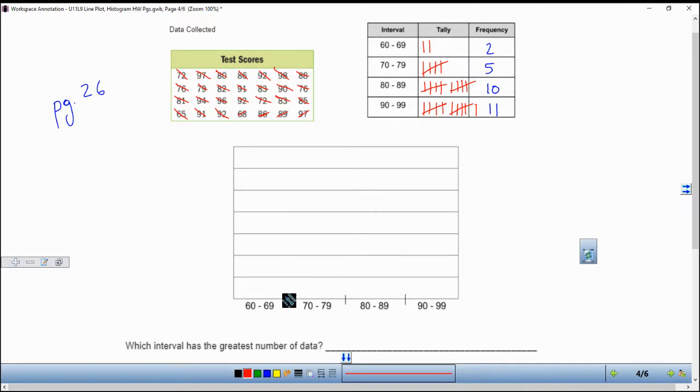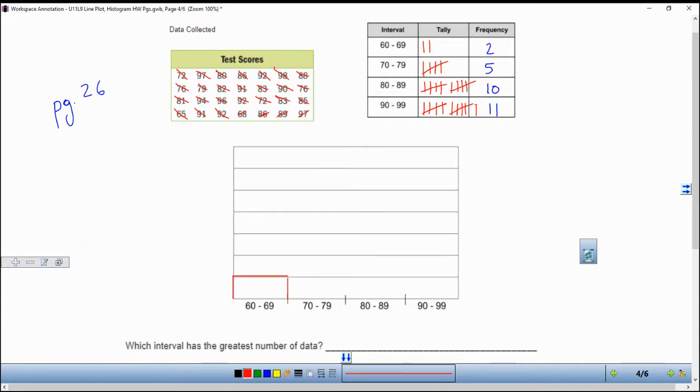All right, first interval has 2 data points in that interval. So what we're going to do is, starting at this tally right here, or this little dash, we're going to make a bar, or the beginnings of a bar, that is 2 in height. And then we're going to make the top of the bar. And, of course, the other side of the bar. So there's a bar of 2.